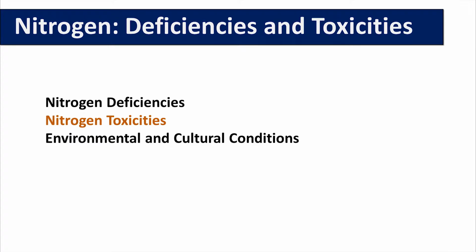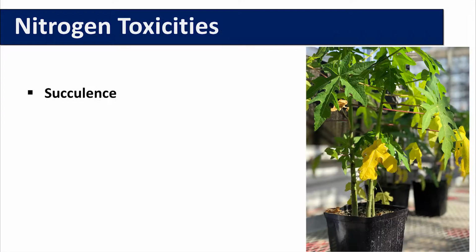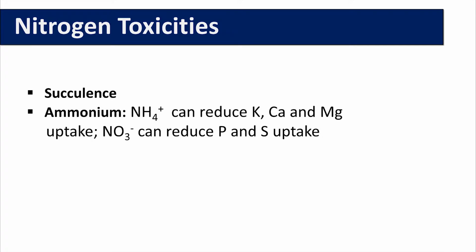Nitrogen toxicities. Toxicity can occur if there is too much nitrogen in the system. This will result in succulent growth, a lot of vegetative growth, and reduced fruiting and flowering. Necrosis, burning of the foliage, can even occur if there is a lot of fertilizer in the system.